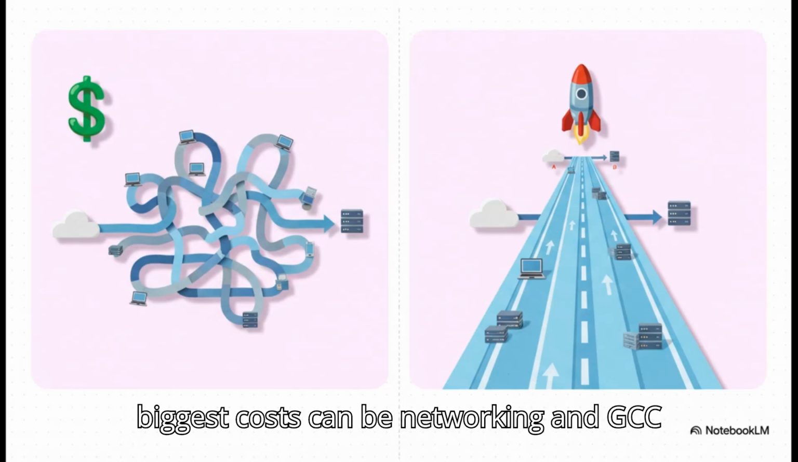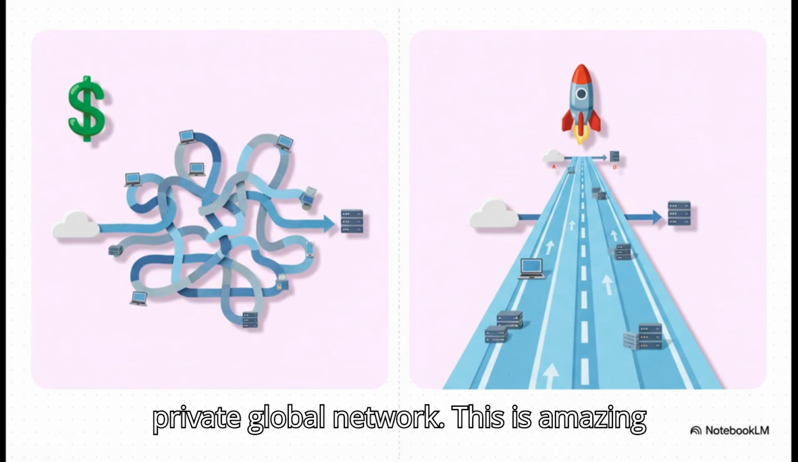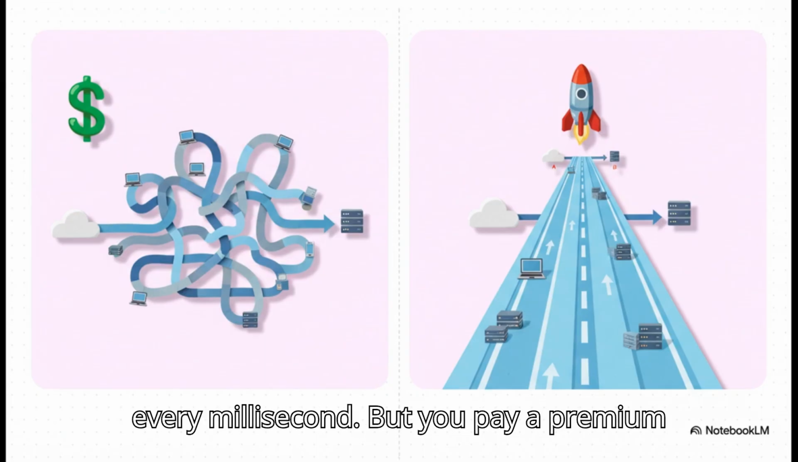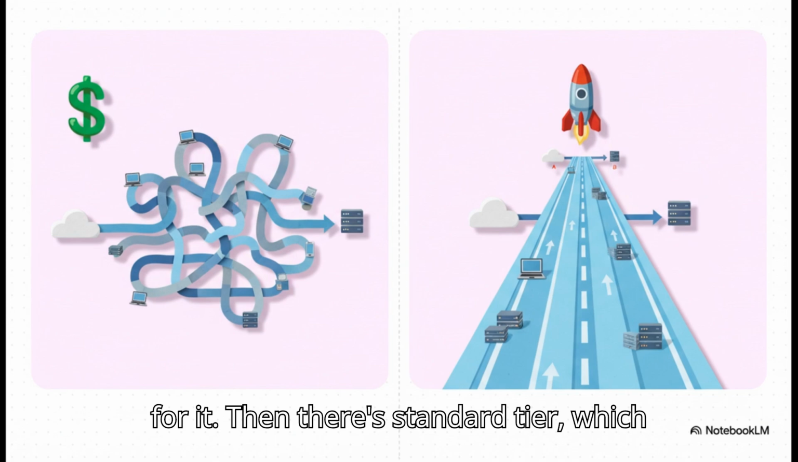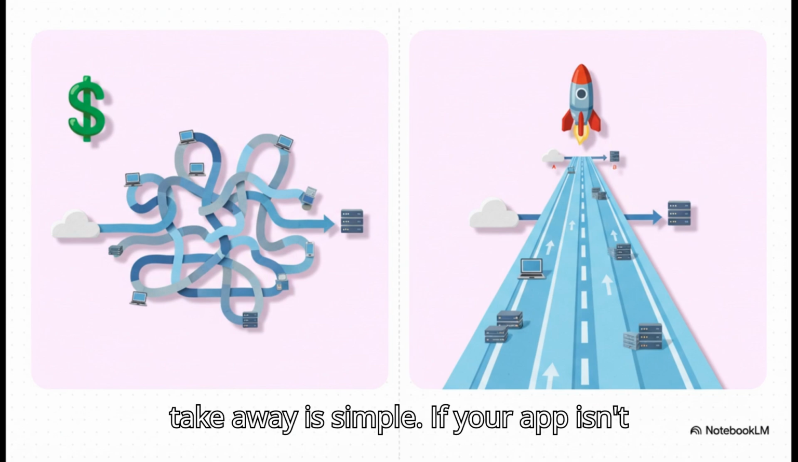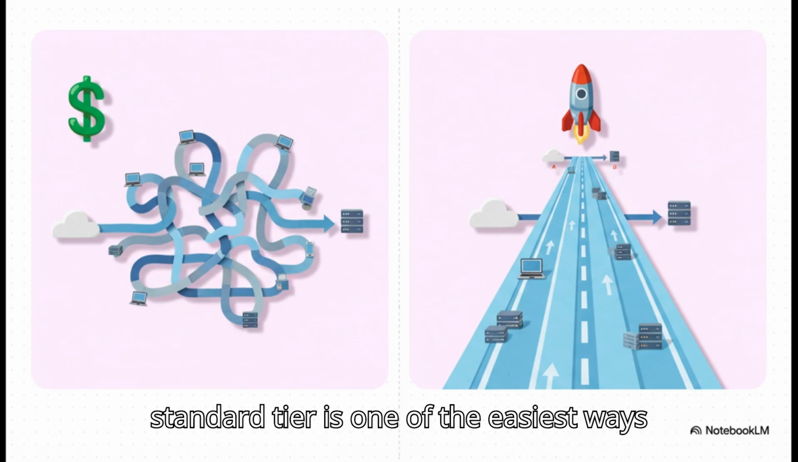So one of the biggest costs can be networking, and GCP gives you a really interesting choice here. You've got Premium Tier, which routes your traffic over Google's super fast private global network. This is amazing for things like global gaming where every millisecond counts, but you pay a premium for it. Then there's Standard Tier, which uses the regular public internet. The takeaway is simple. If your app isn't super sensitive to latency, maybe it's doing batch processing, switching to Standard Tier is one of the easiest ways to slash your data egress costs.